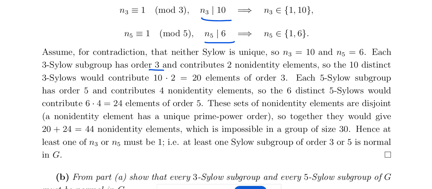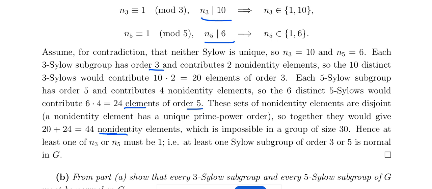In the same way, the 5 Sylow subgroup has order 5 and contributes 4 non-identity elements. There are 6 distinct 5 Sylow subgroups here, so 6 into 4 is 24 elements of order 5. The sets of non-identity elements are distinct. So together they would give 20 plus 24, 44 non-identity elements, which is impossible in a group of size 30, because the order of G is only 30. That is a contradiction, that is wrong.